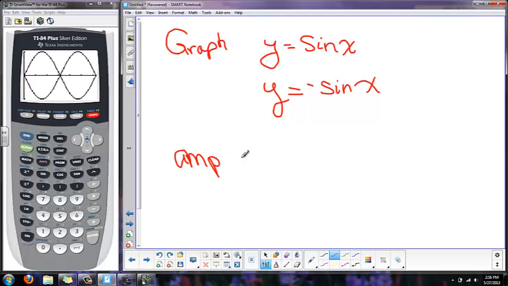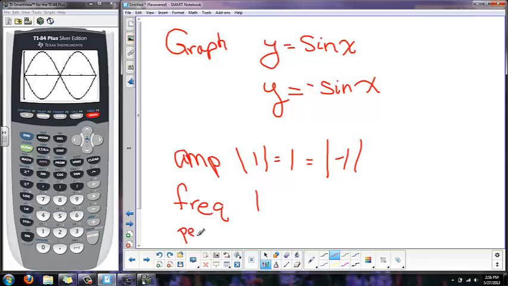So the amplitude is the same because the amplitude is the absolute value of whatever number's out there. So for sine of x, the absolute value of 1 is just 1. And for negative sine of x, the absolute value of negative 1 is also 1. So you can see how the amplitude is the same. That's the A. The B, or the frequency, is the same as well. The frequency tells us how many curves do I see between 0 and 2 pi. Well, I see one curve on both of those, so the frequency is the same. And the period is also the same, because how long does it take for me to see one full curve? It takes me 2 pi.